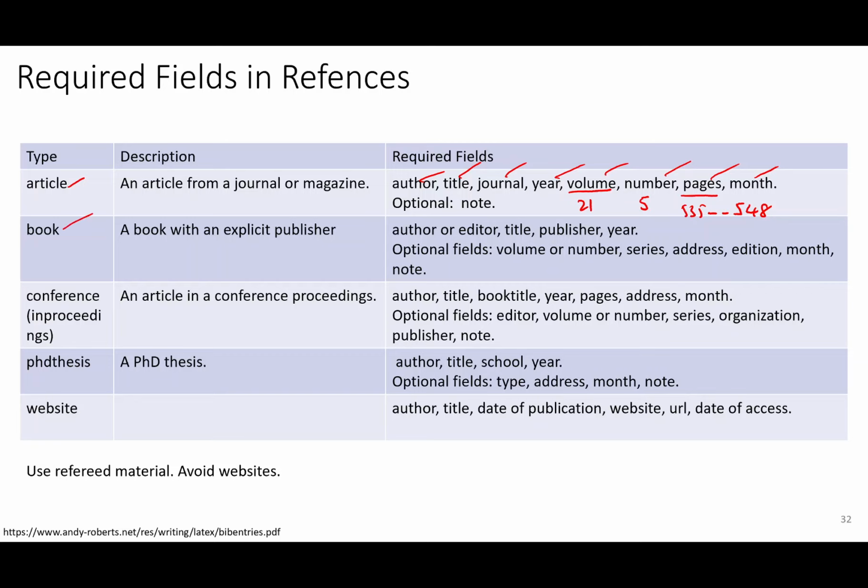If you take a book, it is by an explicit publisher: author or the editor, title, publisher, year, and then there are these optional fields: volume, number, series, address, edition, month, and so on. I usually consider edition to be a mandatory field. So all these mandatory fields must be collected by you.